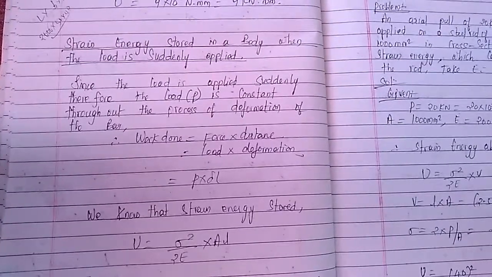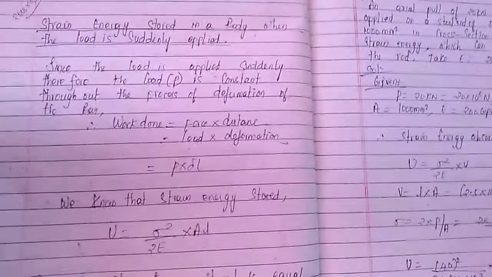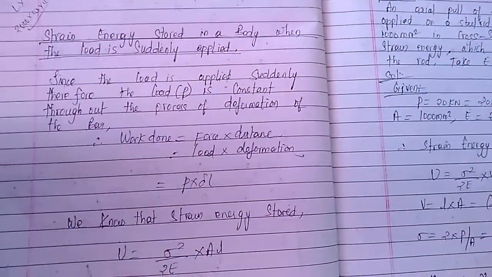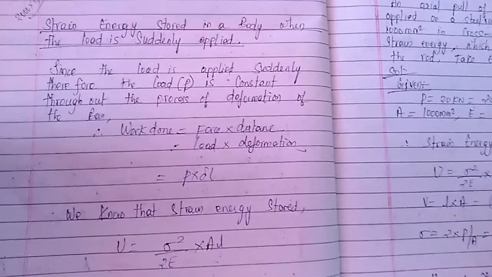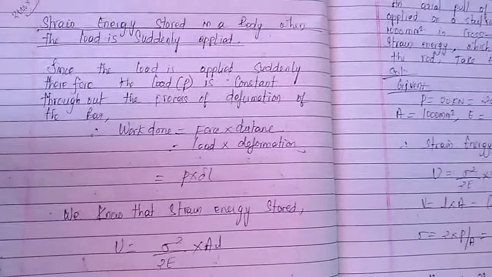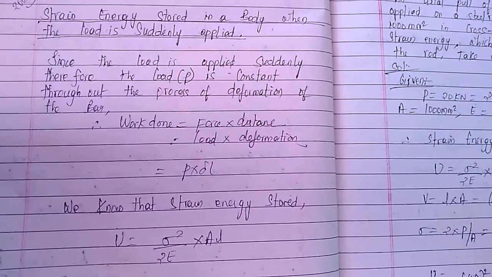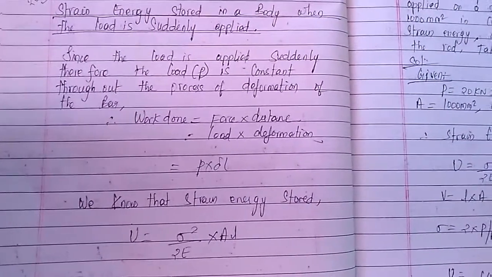We are going to see about strain energy stored in the body when the load is suddenly applied. In the last lecture I taught you the strain energy stored in the body when the load is gradually applied. What is strain energy? U is equal to sigma square by 2E into AL, right? In this lecture, we are going to see this thing.